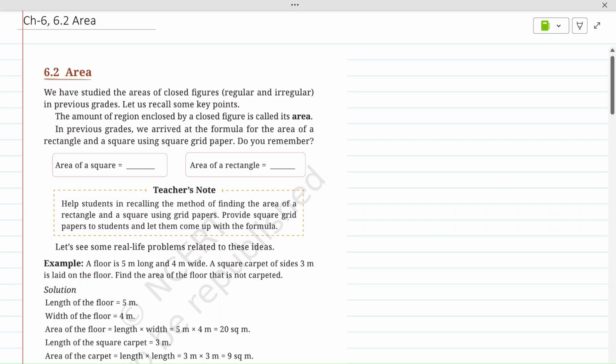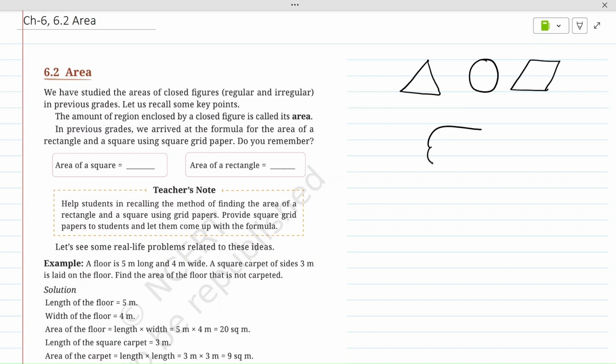Hello kids, in today's class we are going to learn the concept of area, which we have already done in our previous grades. So area is the region which is enclosed in a closed surface. If I take an example of any figure, any shape, being it a triangle, being it a circle, or you can take any figure you want, any shape, right?